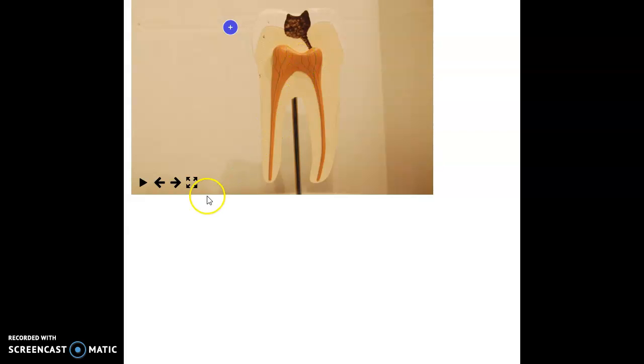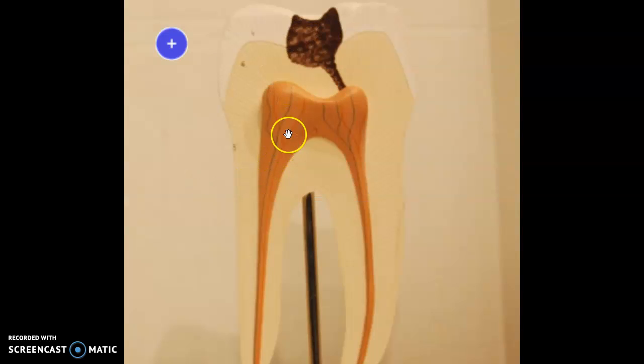So this is a hollow, and you're supposed to be able to see blood vessels, the arteries and veins, and it has 5,000 nerves. You know that when the dentist drills, or when you have a cavity and you eat something really cold. So there's a lot of nerves and blood vessels in here.